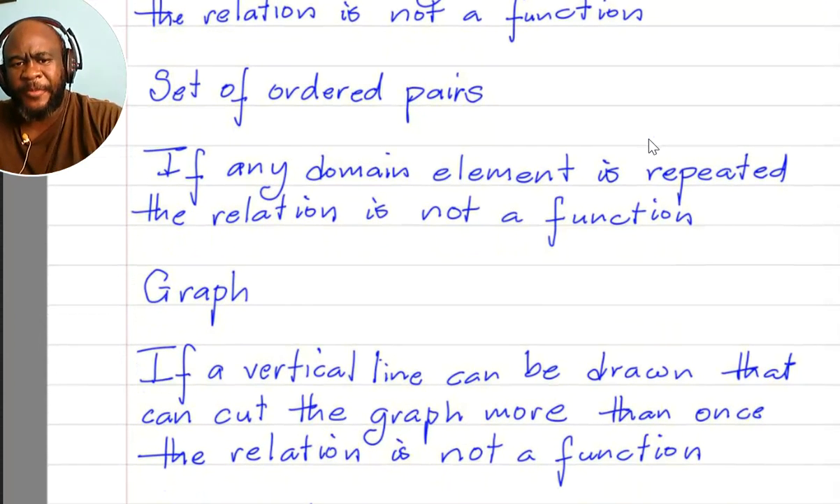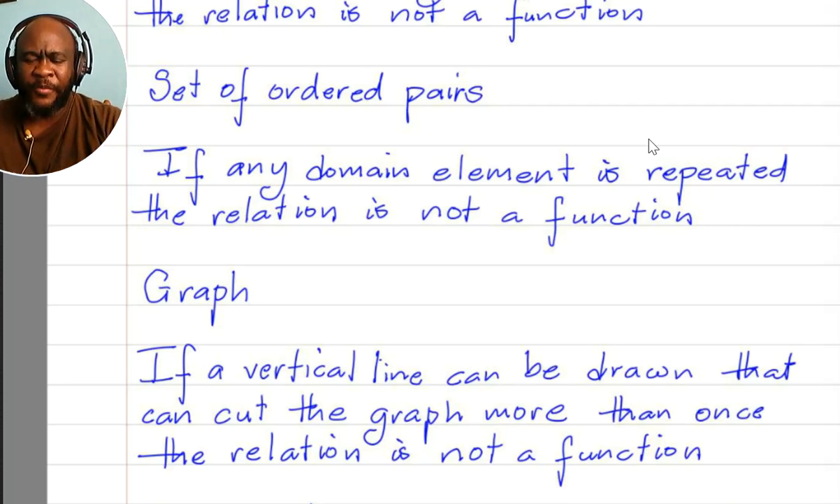Now, your relation may be represented as a set of ordered pairs. If any of the domain elements in a set of ordered pairs is repeated, the relation is not a function. So, if the domain elements are not repeated, then the relation more than likely is a function.